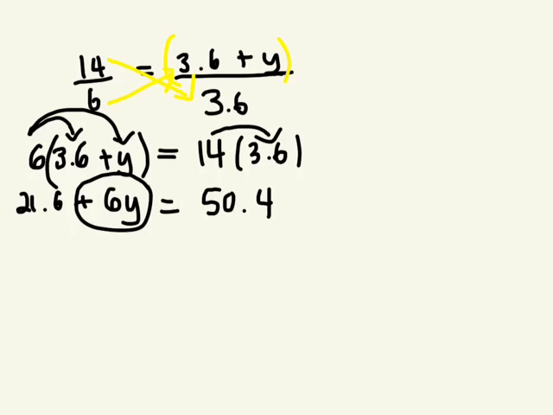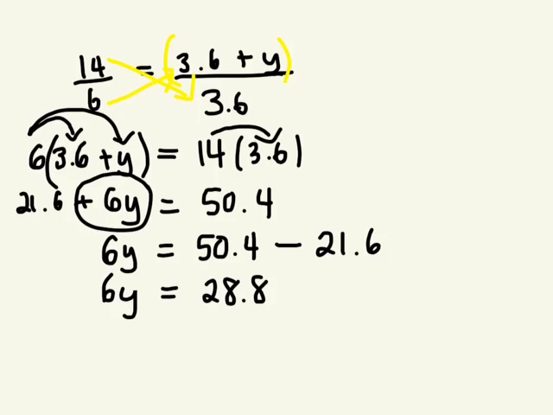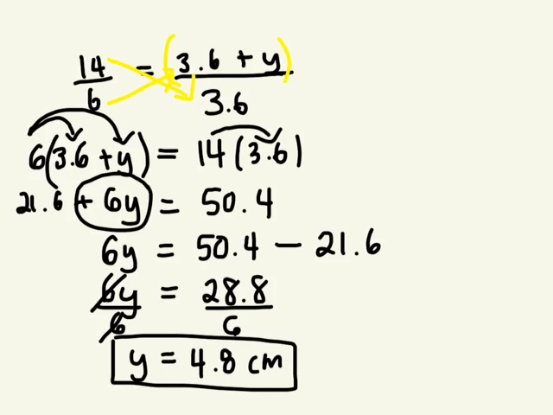We have one unknown. We want to subtract 21.6, so we're left with 6y equals 50.4 minus 21.6. What is 50.4 take away 21.6? Divide both sides by 6. Y equals what? 4.8 centimeters. Did this y represent the side length?